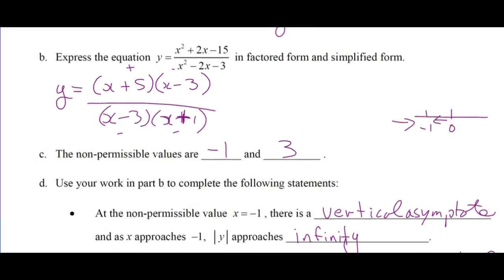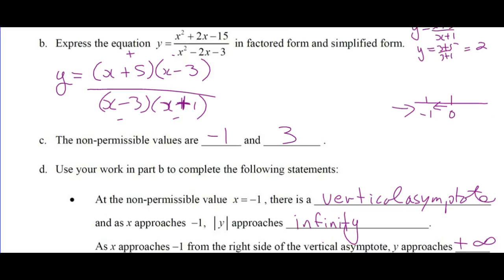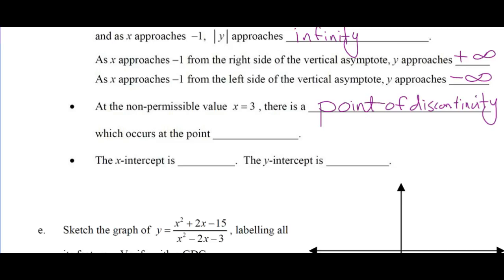Well, what do we got? What does this simplify to? Let's just go here. We're going to have y equals x plus 5 over x plus 1. And then I'm going to put in what value for x? So 3 plus 5 over 3 plus 1 is 2. So there will be a point of discontinuity which occurs at the point 3, 2. So x is 3, y is 2.